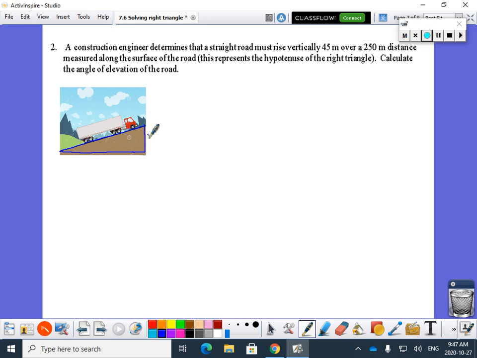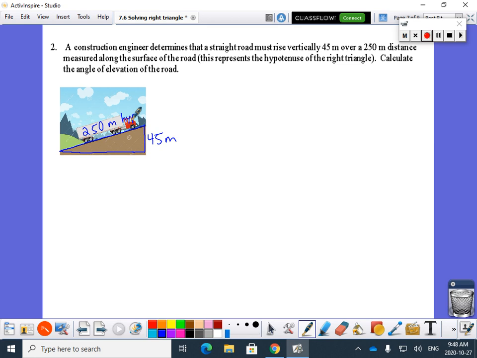You should be able to pick out that this is 45 meters. Then it says over a 250 meter distance, so now we're like, okay, is that going to be this or is that going to be this? But then it says this represents the hypotenuse. So then where must I put 250? Along the hypotenuse.